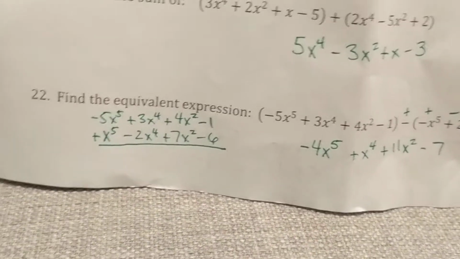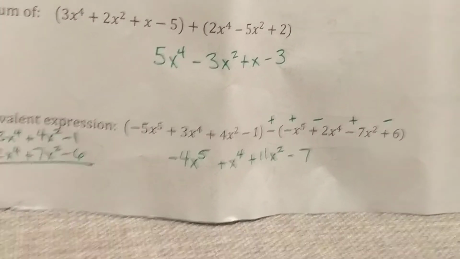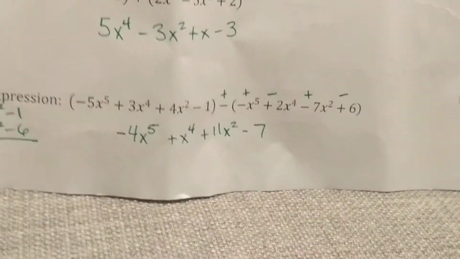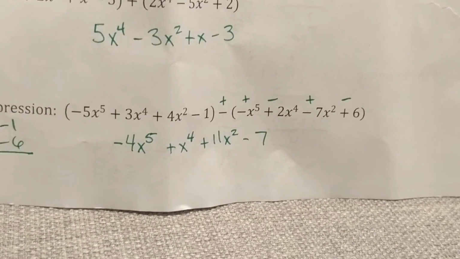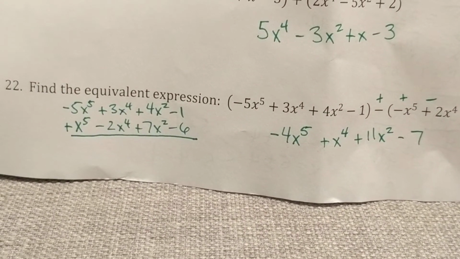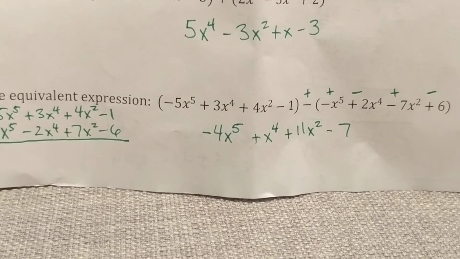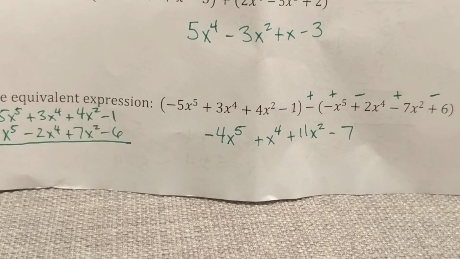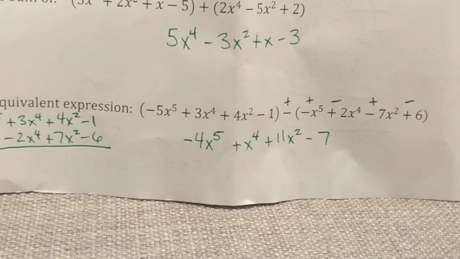Sorry. So when you combine your like terms, once you're adding it, it'd be negative 5x to the fifth plus x to the fifth. That'd be negative 4x to the fifth. 3x to the fourth plus negative 2x to the fourth will be just x to the fourth. You can look at it right here if you need to. 4x squared plus 7x squared, from where I changed that negative to a positive 7x squared, that'd be 11x squared. And negative 1 plus a negative 6 will be negative 7.